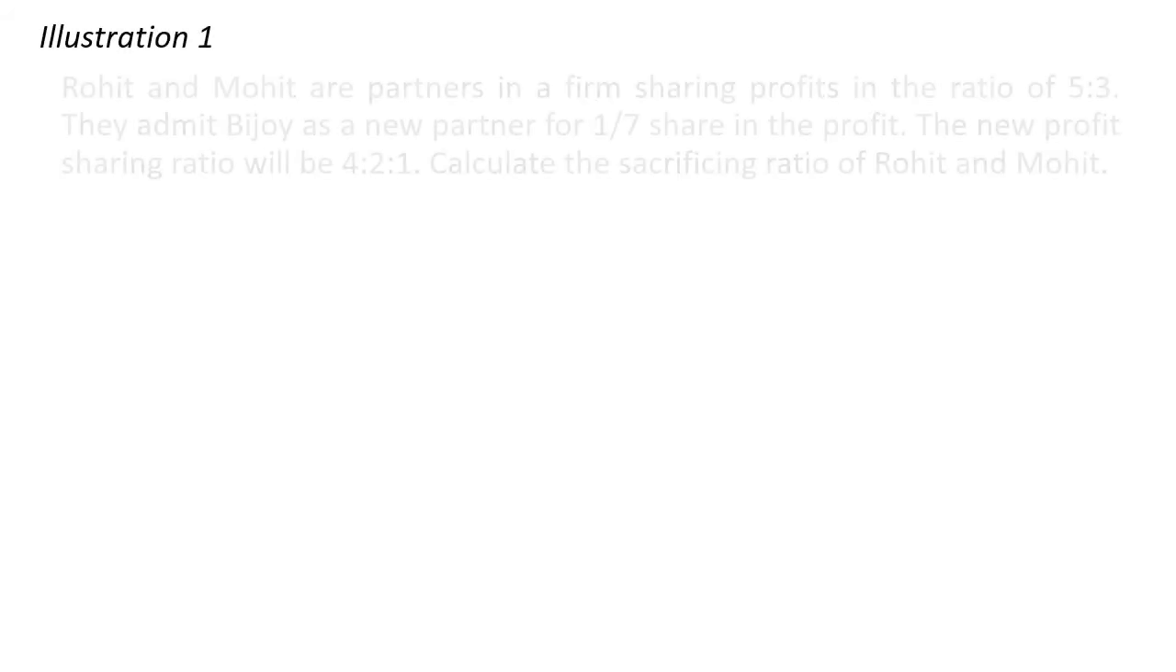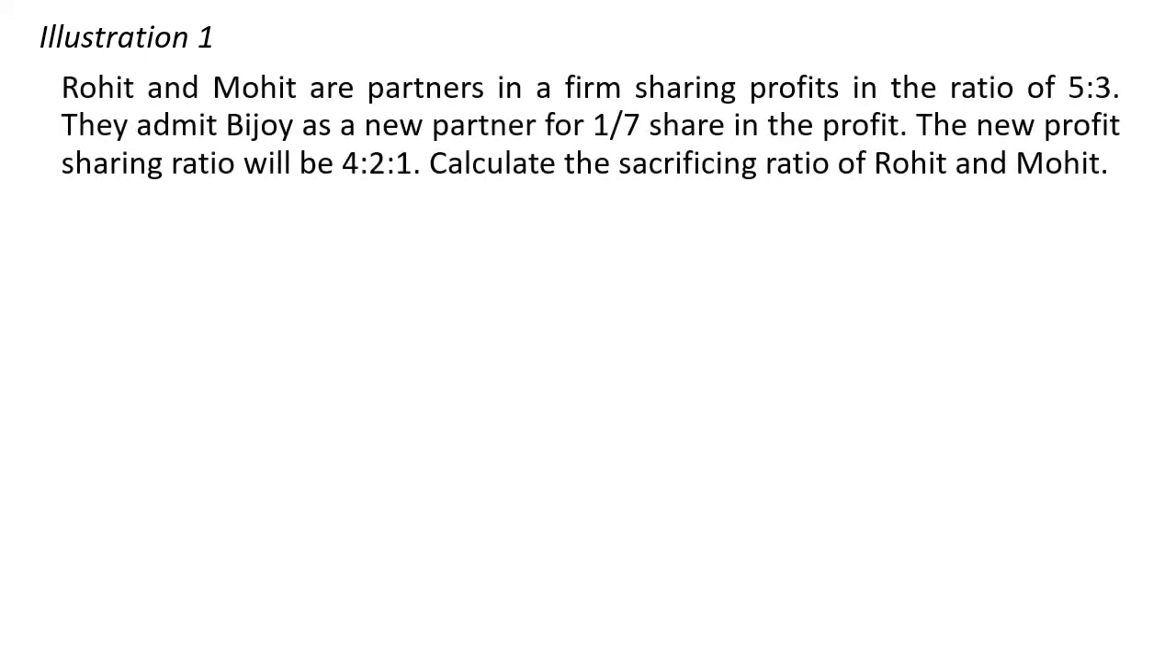So the first illustration, and we will understand how to calculate the value of sacrificing ratio. See the question. Rohit and Mohit are partners in a firm sharing profit and loss in the ratio of 5:3. They admitted Bijoy as a new partner for 1/7 share in the profits. The new profit sharing ratio will be 4:2:1. Calculate sacrificing ratio of Rohit and Mohit.